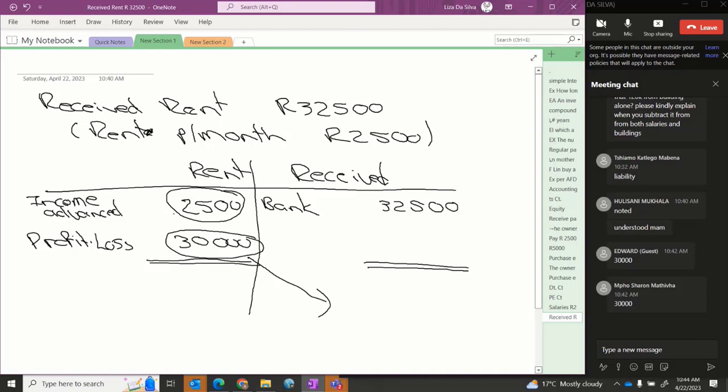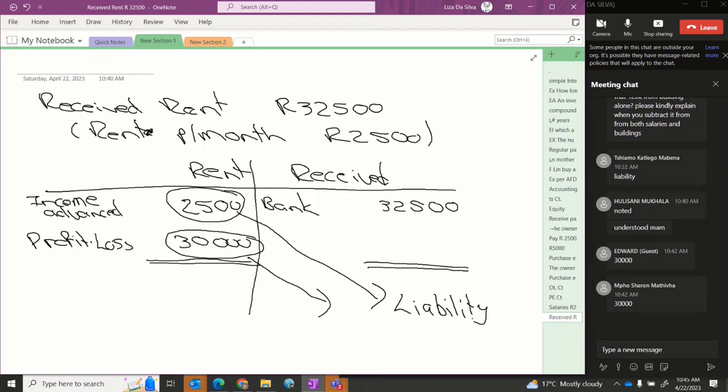So this 2,500 Rand is going to go to the credit side, meaning that it's a liability. It doesn't seem like a liability because you already received the money, but because you received the money in advance for next year, it's actually considered a current liability. So when you go to your balance sheet in the end, you write it as a liability.